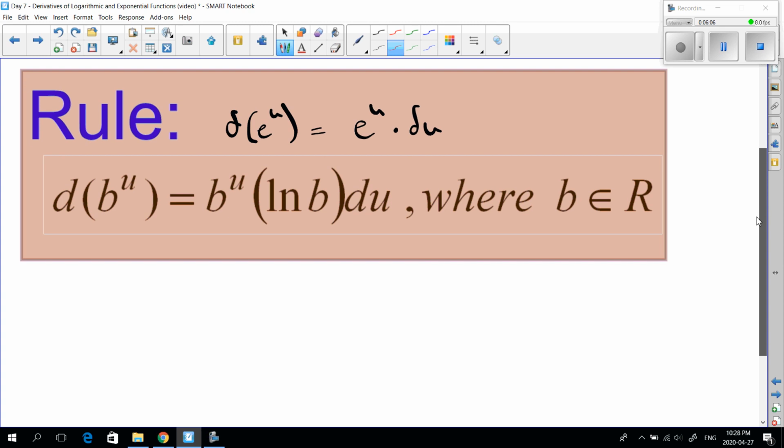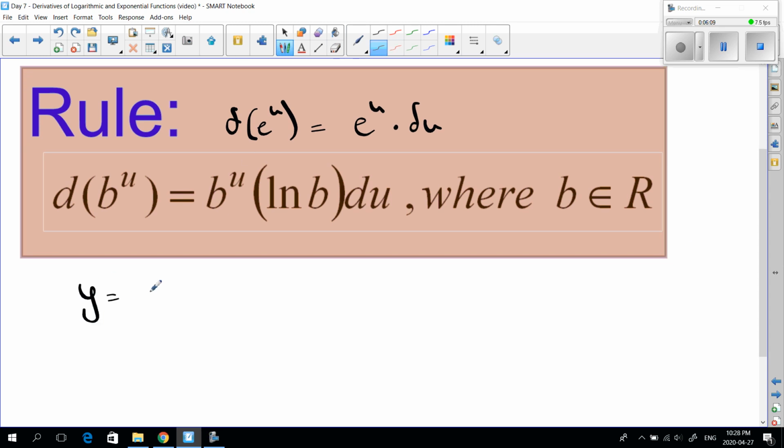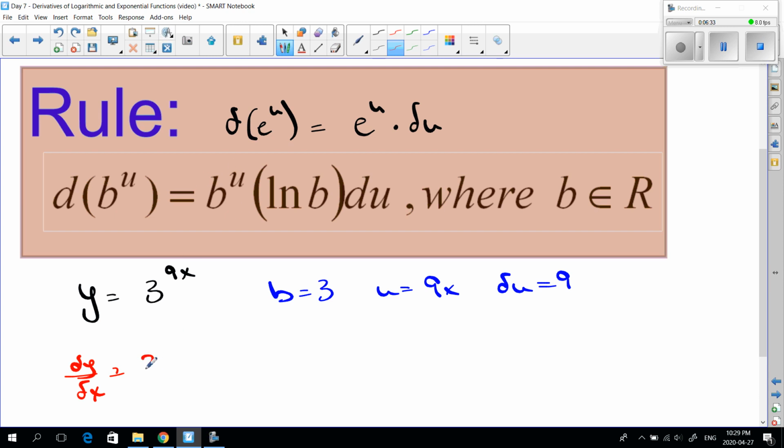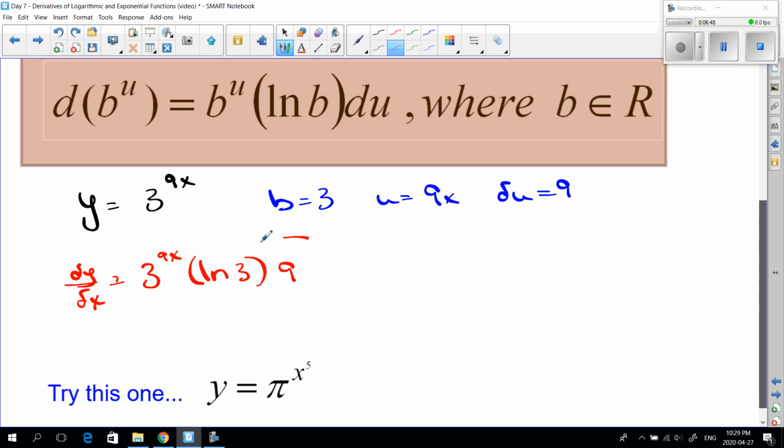So we've got the equation y equals 3 to the power of 9x. Again, I need to know three things. I need to know my b value. B is 3. I need to know my u value, 9x, and I need to know my du value, 9. The derivative of this, dy over dx, is b to the u. So it's 3 to the power of 9x, I just rewrite that, times the natural log of b, ln 3, times du, 9. And that's it. That is the final answer.